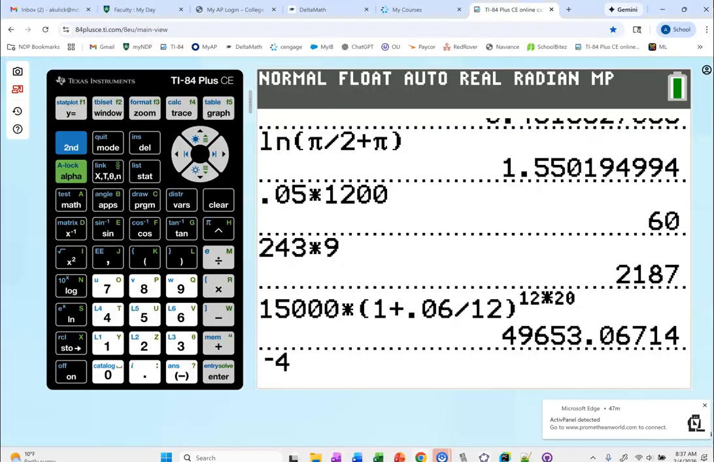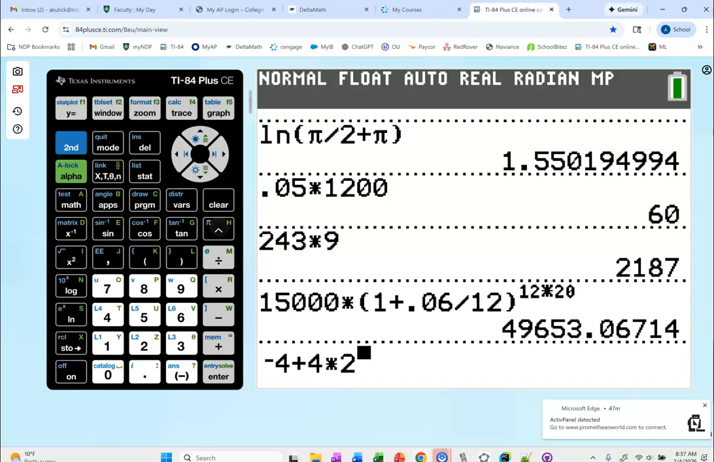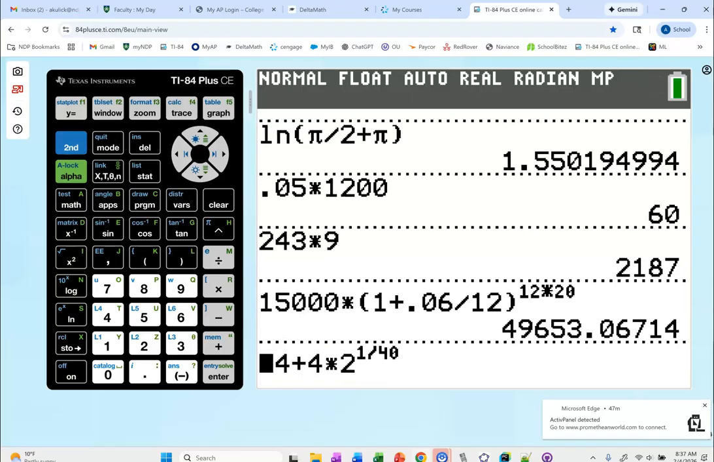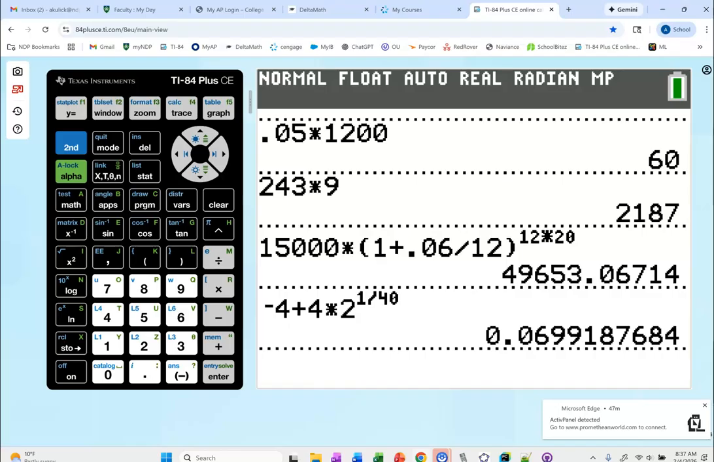So that's negative 4 plus 4 times 2 to the 1/40th. I'm going to write in my square root that way, or my 40th root that way. Is everybody okay? You could have also done math and then Command 5 and typed in the 40 manually. It's just a little clunkier to use. So just about 7%.